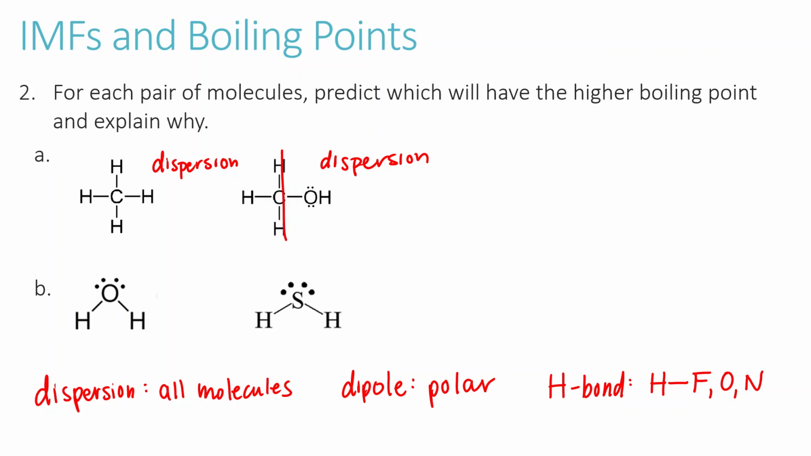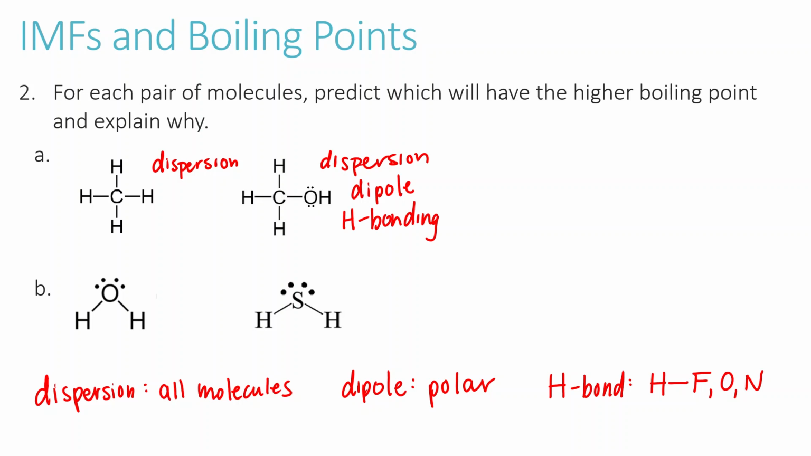If I cut methanol in half, the 2 halves are not the same. So it is asymmetrical, which means that we also have dipole-dipole. In order to have hydrogen bonding, we need a hydrogen attached to an F, O, or N. So I don't have that in methane. Those hydrogens are all attached to carbons. I do in methanol have a hydrogen attached to an oxygen here. So this one is going to have hydrogen bonding as well.